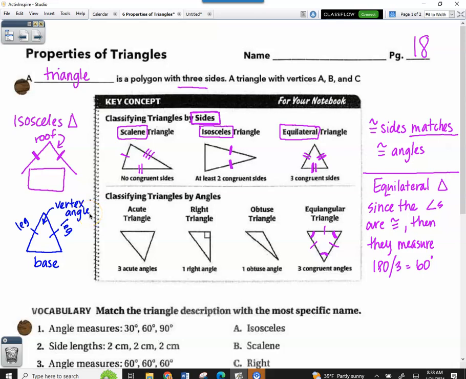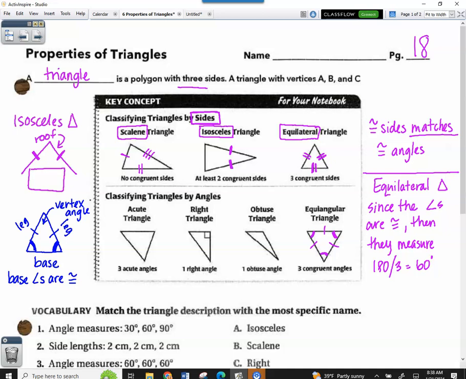And now, if you have a colored pen, that'd be great. If not, you could just make it bold with your pencil. But what's important is that you need to mark these base angles congruent. And let's make a note. Base angles are congruent. That is really important.